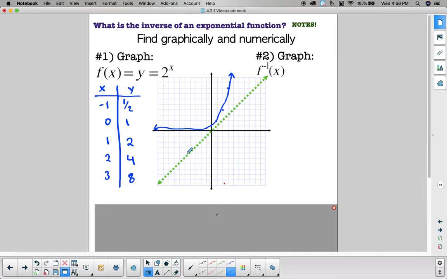Now, to get the inverse, remember the domain and range reverse. Inverse means reverse. So now I'm just going to plot f inverse.